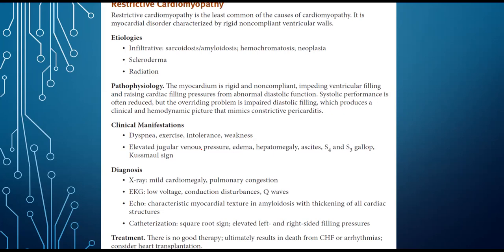Heart cannot squeeze, heart cannot relax. So in this case, the myocardium is rigid and non-compliant, impeding ventricular filling and raising the cardiac filling pressure from abnormal diastolic function. Sometimes systolic performance is also reduced. So in this case, you can get both systolic and diastolic heart failure.